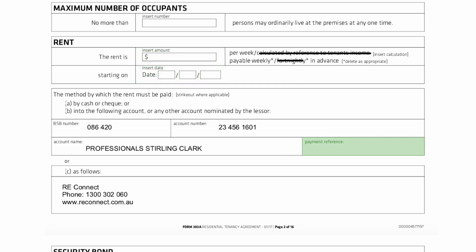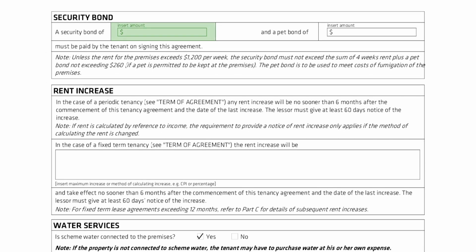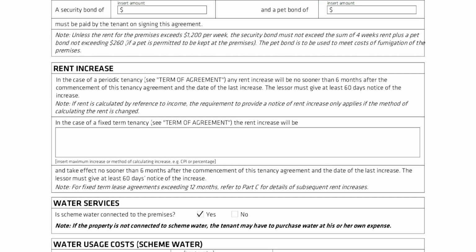Please make sure with all payments that you attach the alpha reference that you've been given, which is personalised for you. If you do not attach this reference, your funds may not be allocated to the property. Security bond, section here, and for pet bond, there. There will be no rent increase during this period of tenancy.